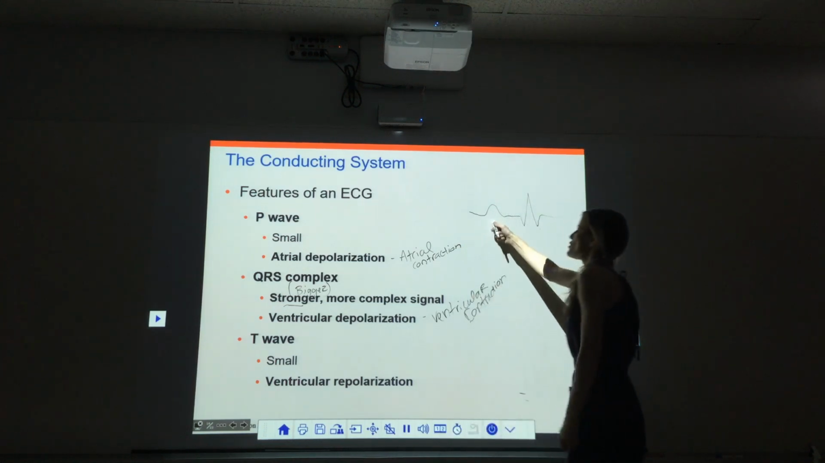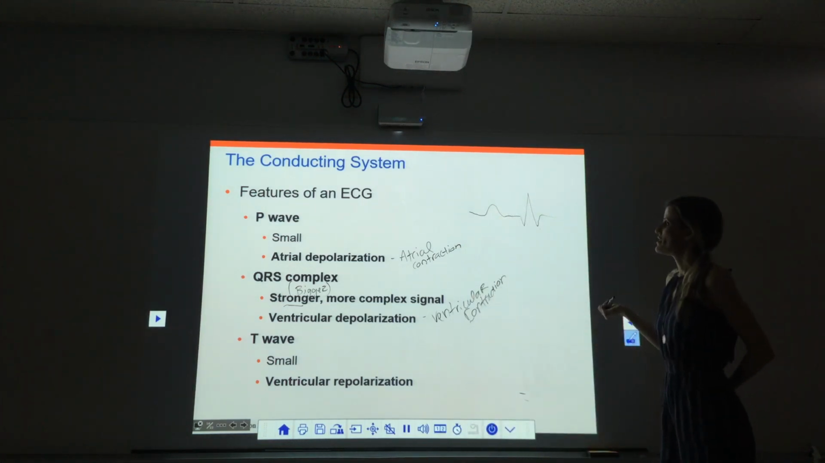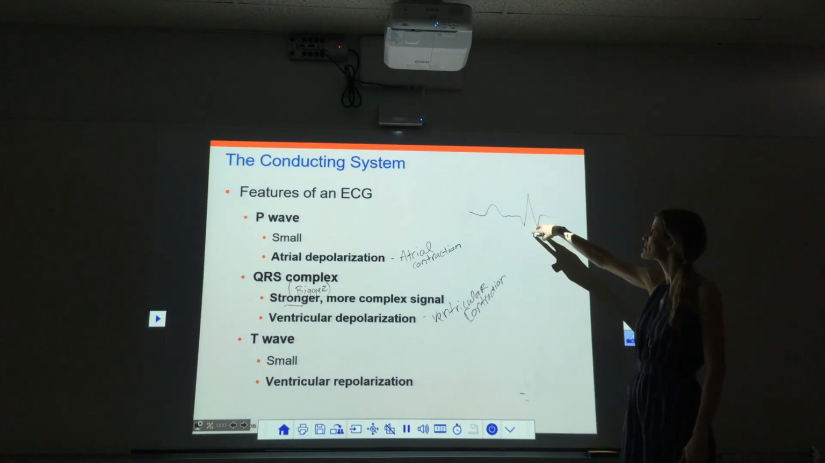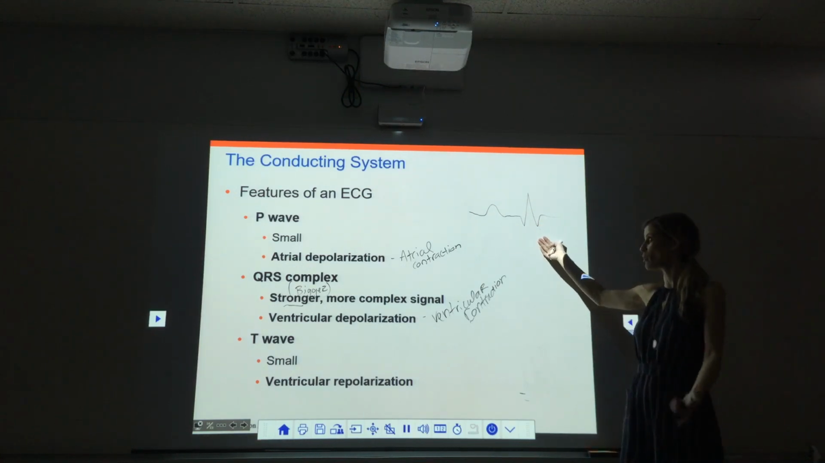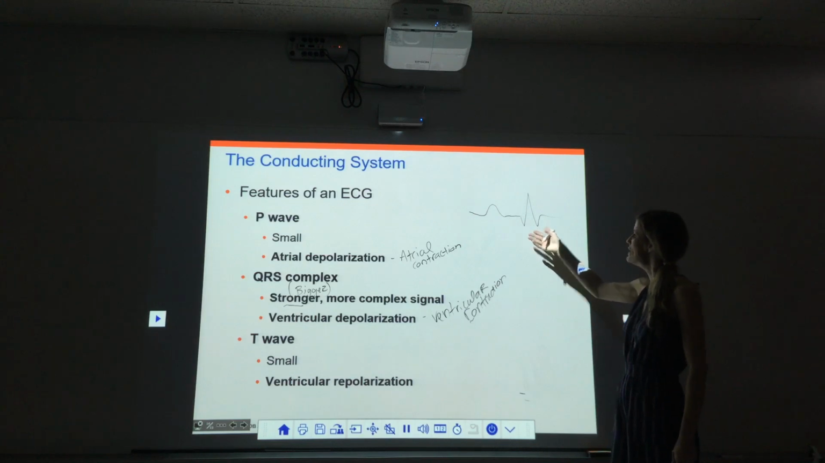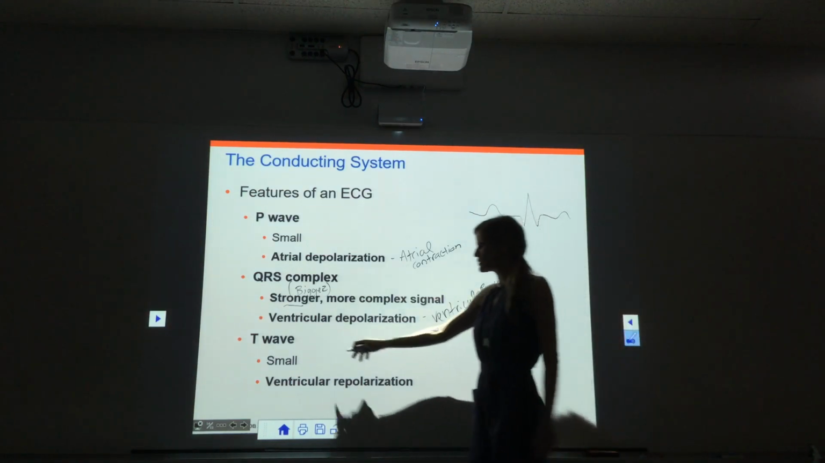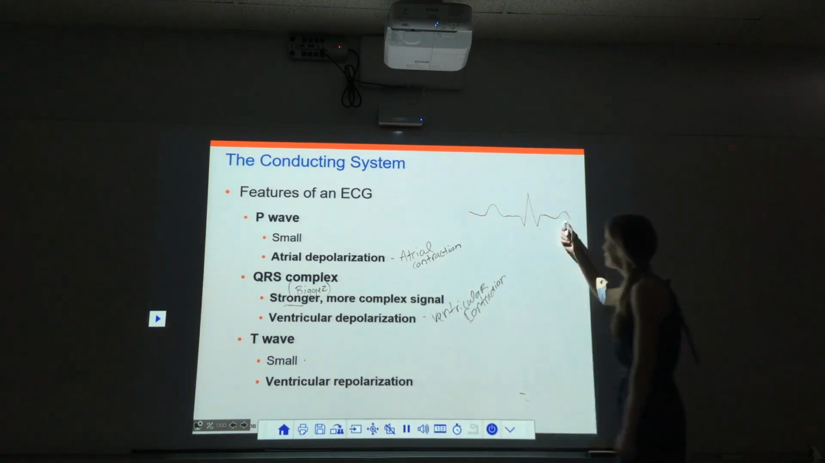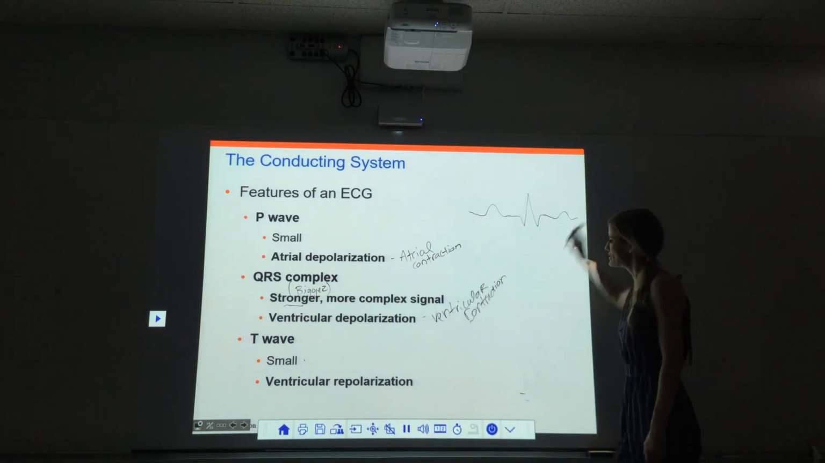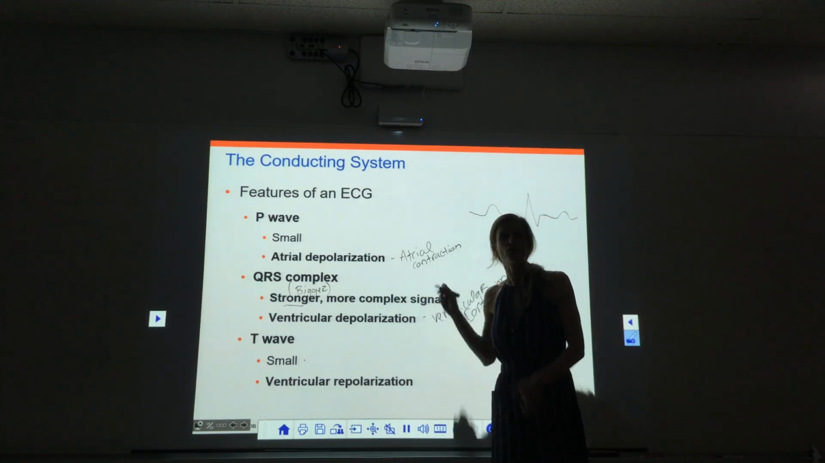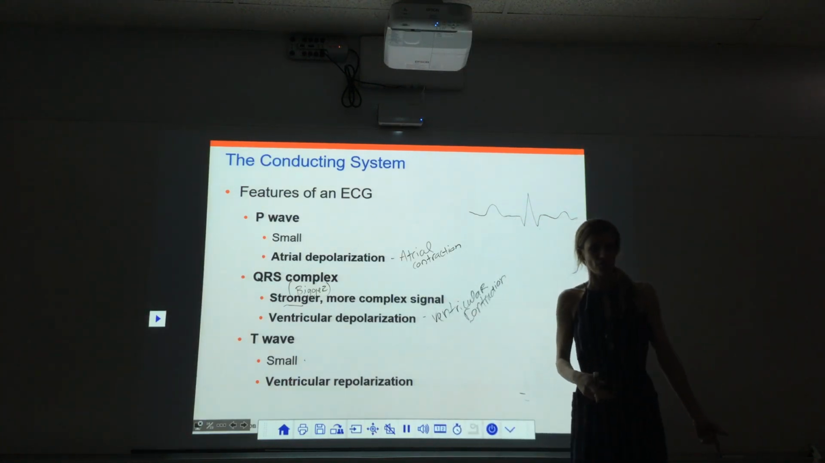Okay, so here with our P wave, we're going to stimulate the atria, they're going to contract. A little bit later, we see our QRS complex, we're going to stimulate or depolarize our ventricles, they're going to contract. And then at the end, we see a little T wave. The T wave, again, is a relatively small, simple signal, and that is showing us ventricular repolarization. Okay, so we're repolarizing our ventricle now.